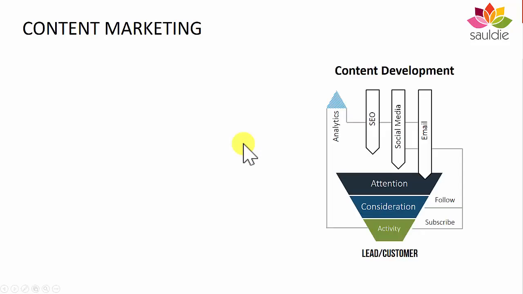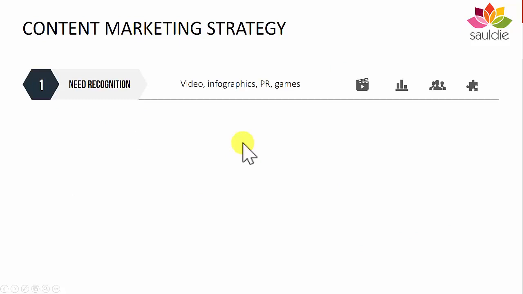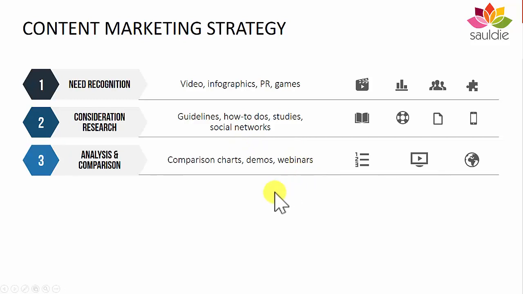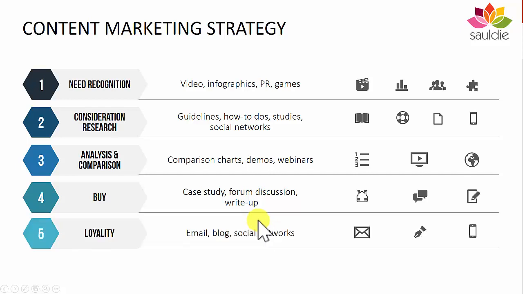Content marketing is also about how to develop content that attracts visitors, how to develop domain authority. That means, is the content on your website relevant for other people? And the content marketing strategy means, are you using video, infographics, public relations? Do you have research material, for example, guidelines, how to study social networks? How do you compare the products? Do you have demos, webinars? Do you have case studies, forum discussions, a write-up? Do you use email, blogging, social networks for creating loyalty? These are the steps for content marketing.